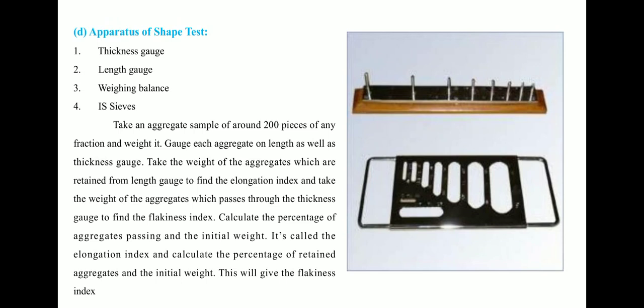Calculate the percentage of aggregates passing to the initial weight; that is called the elongation index. Why? Because for elongation, the passing weight divided by the initial weight will give you the elongation index. Calculate the percentage of retained aggregate to its initial weight in case of the flakiness index. For flakiness, the retained weight divided by the initial weight gives you the flakiness index.